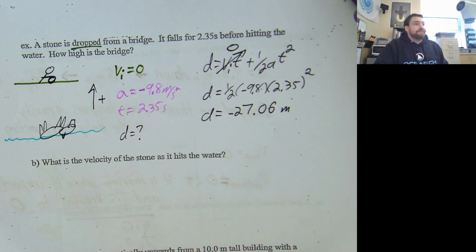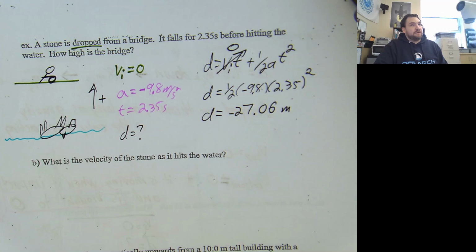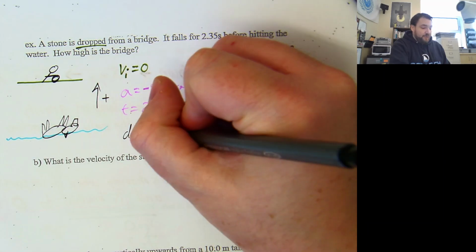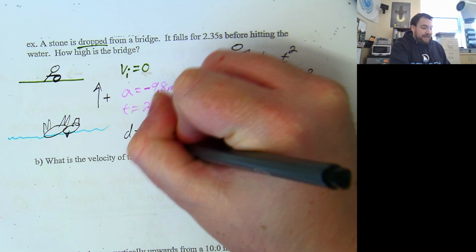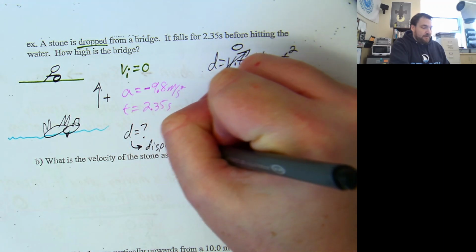Okay, why is that negative? Bridges can't have negative height. What have you actually found? The distance what? Technically, that's true, but it's also not. What have we actually found here? D is displacement, right? Don't forget what these letters mean. What has been displaced? What's moving?